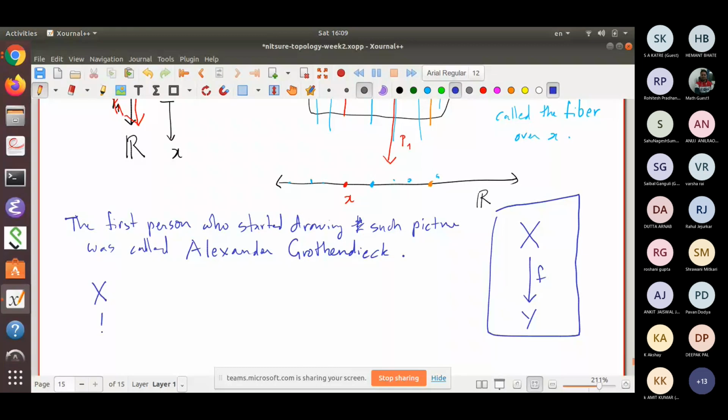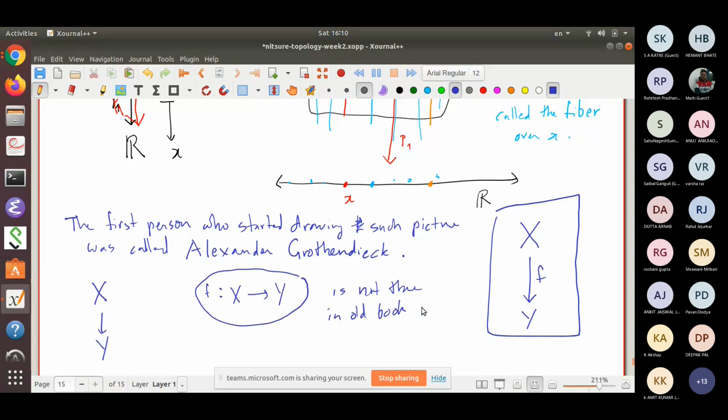You see, we have been drawing here X, Y, F. He'll say, no, no, no. You draw it like this, vertically. In fact, people didn't even write F, X, Y. Even this much notation is not there in old books.